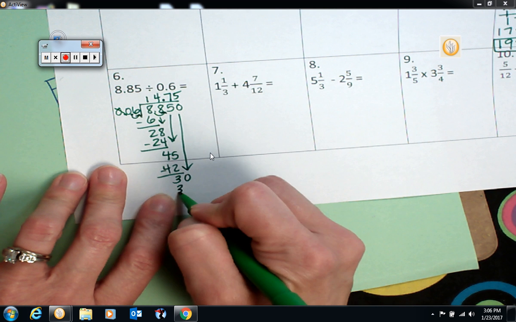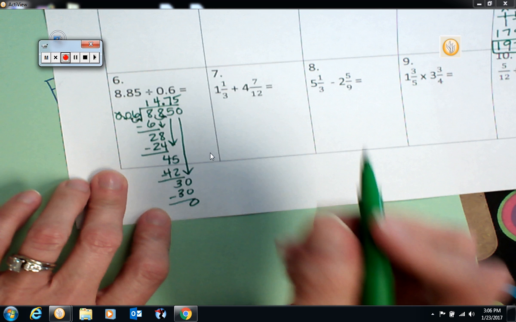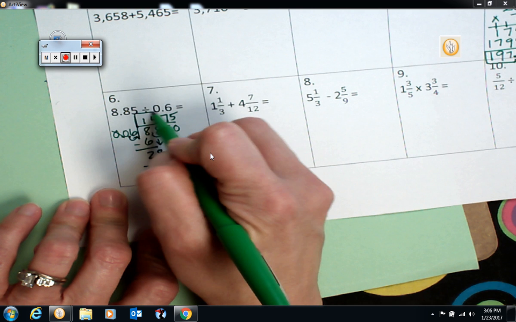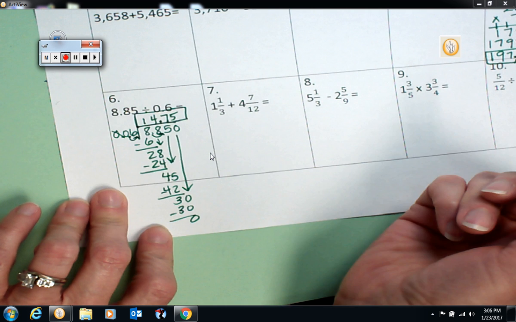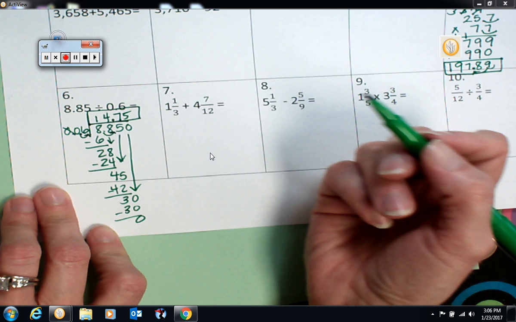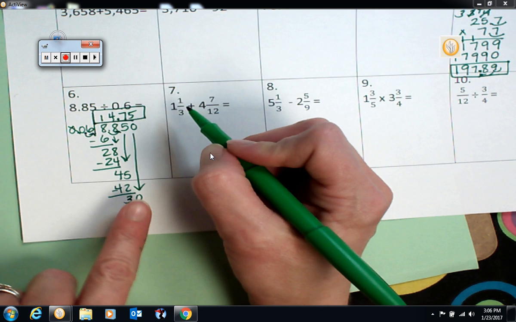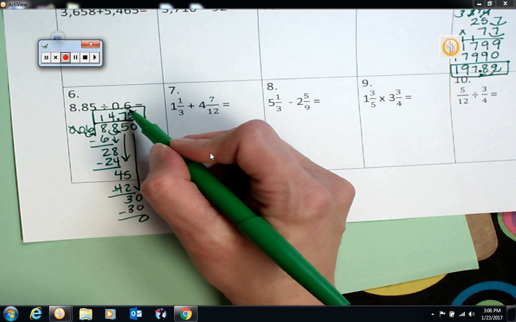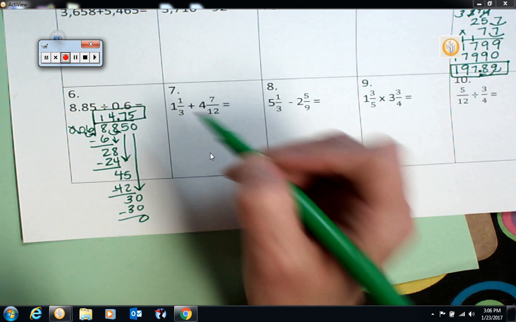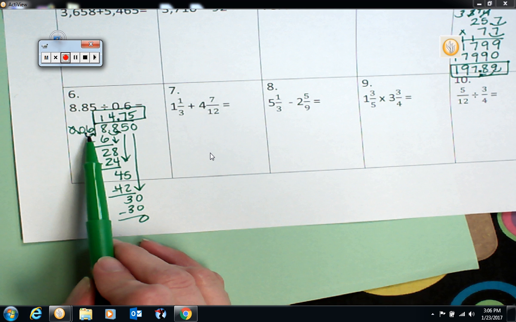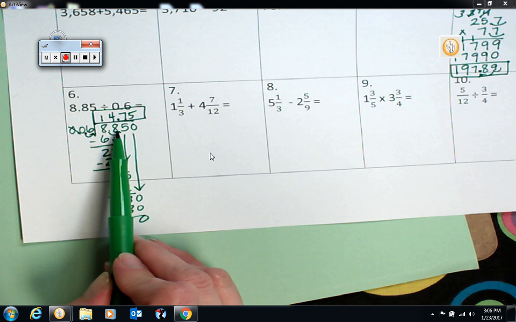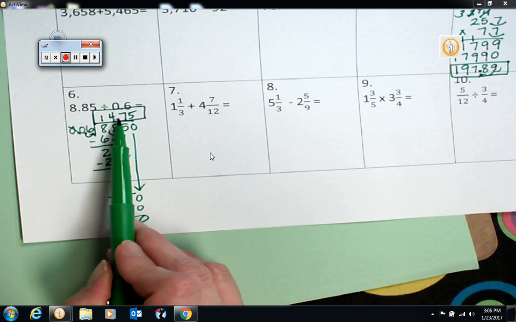5 times 6 is 30, and now I'm done. So my answer here is 14 and 75 hundredths. Remember, if you have a decimal in the divisor, you've got to swoop, swoop, there it is. If there's 2 places behind the decimal, it's swoop, swoop, there it is. If I move my decimal here, I'm multiplying by 10. So that means I have to also multiply by 10 in my dividend so that my quotient would be the same.